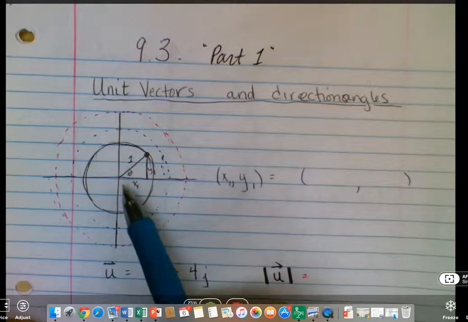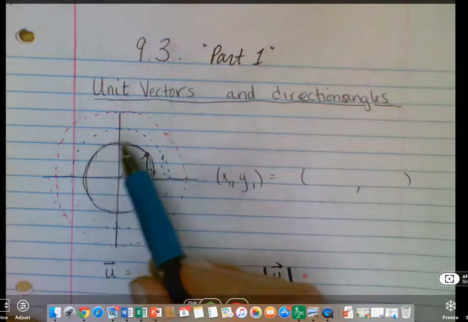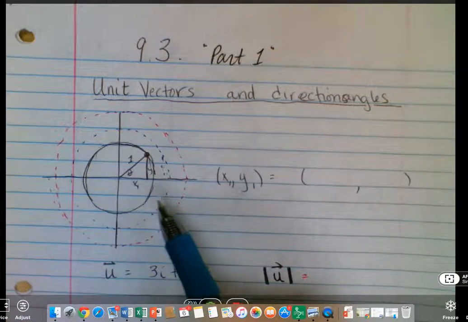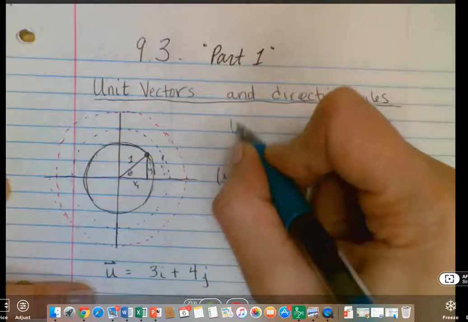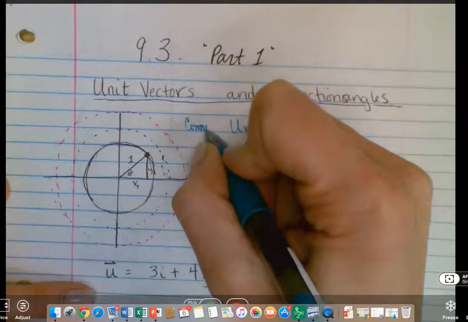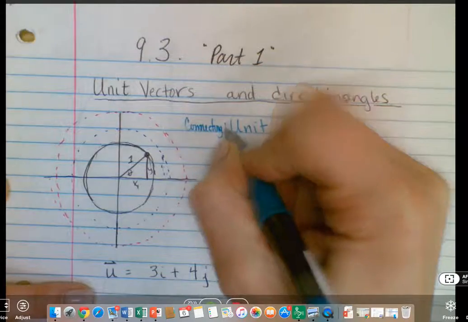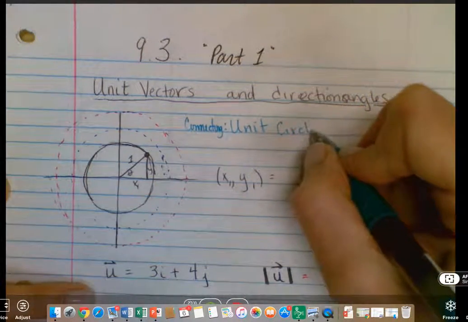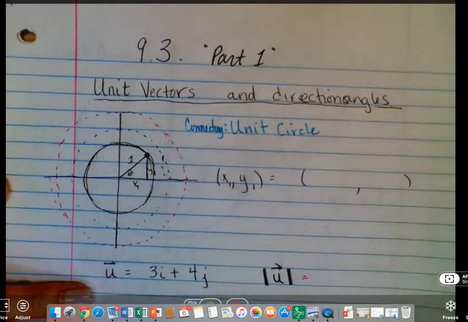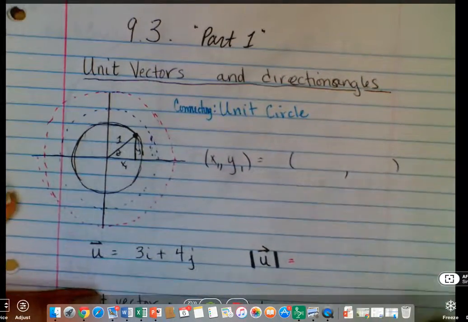So let's look at this concept right here. Seems pretty familiar. It's just our unit circle, right? So we're going to be connecting a lot of things that we're doing today to our unit circle. All of our previous ideas we have with the unit circle are going to show up again today. Surprise, surprise. Unit circle comes back to haunt us.